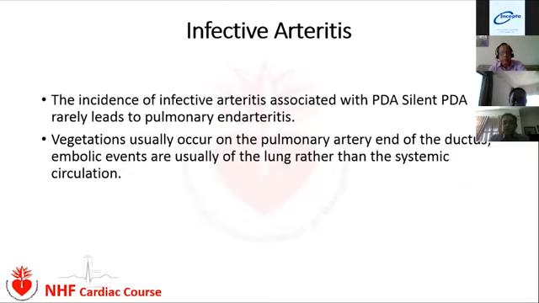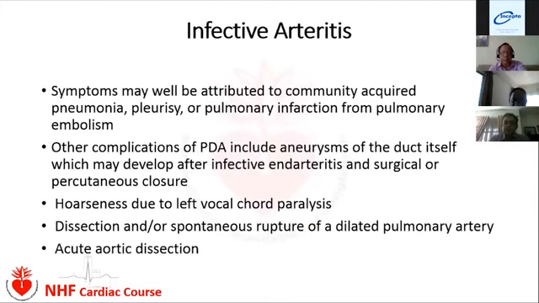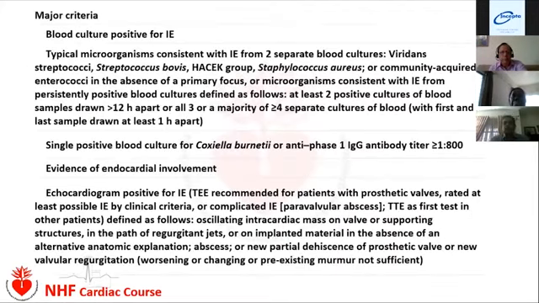A few words have to be said about infective arteritis or infective endarteritis. This is the incidence of infective arteritis. These are associated with PDA. Vegetation usually occurs at the pulmonary end of the duct. Embolic events are usually of the lung rather than the systemic circulation. Symptoms may be attributed to community-acquired pneumonia. Other complications may be hoarseness of voice due to left vocal cord paralysis, dissection or spontaneous rupture of the dilated pulmonary artery, even aortic dissection.